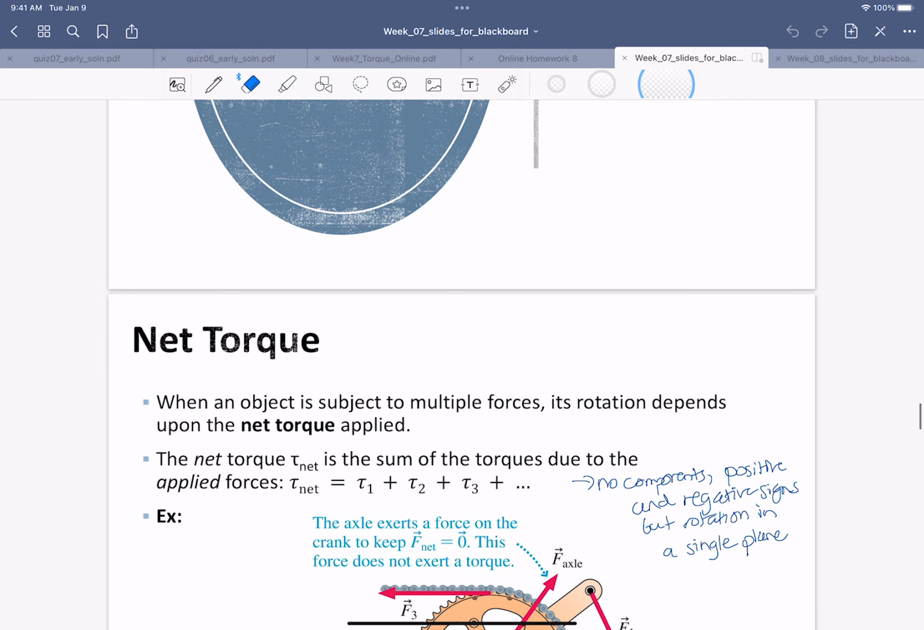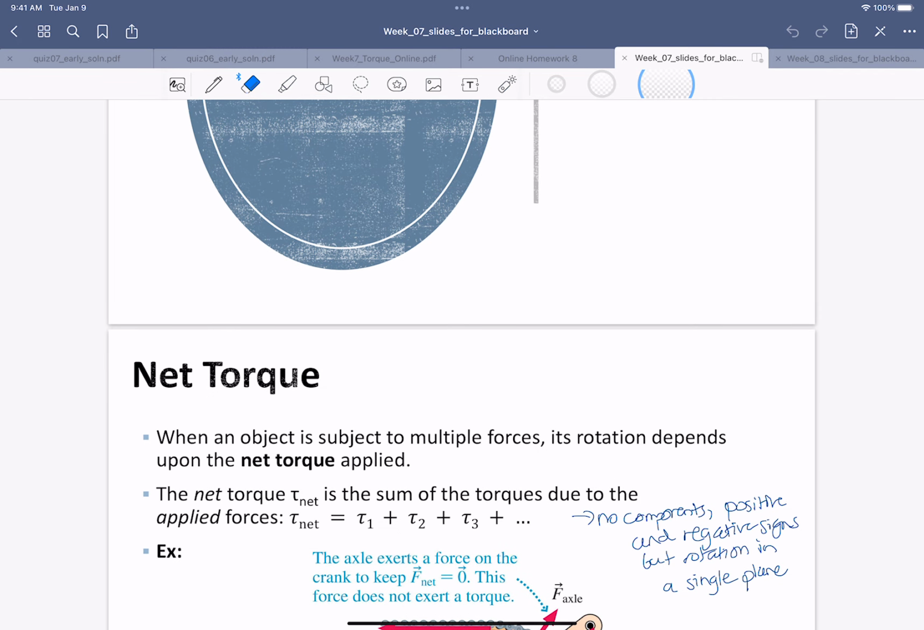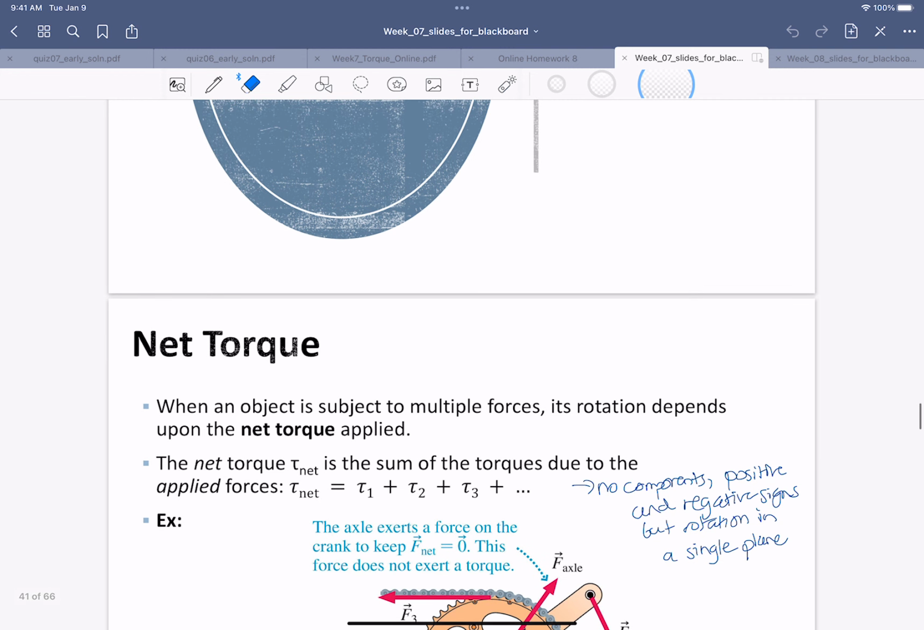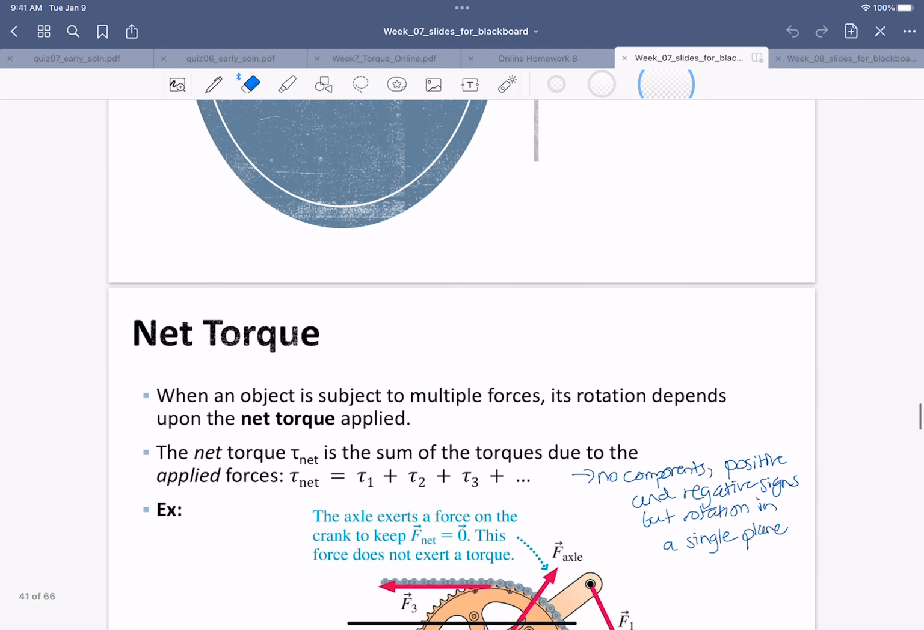But I think that is it. Just be careful as well with torque. If you have a force acting along the radial line itself, sine is 0, so torque is 0. If you have a force acting at the pivot, torque is 0. Static equilibrium is when net force is 0 and net torque is 0.